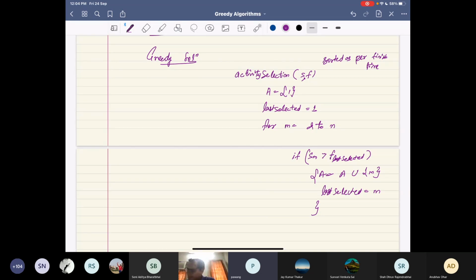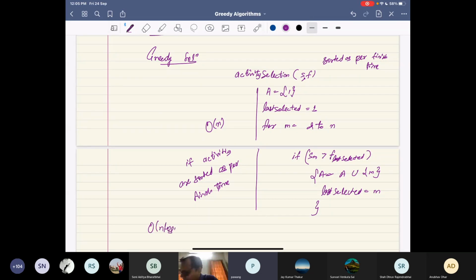If they are sorted, you can see the complexity is order n, if activities are sorted as per finish time. So we are given the initial array with sorted finish time, or we shall sort it. If you are given it sorted as per finish time, it will take order n. But suppose you are not given that, then it is order n log n if the original array was unsorted.